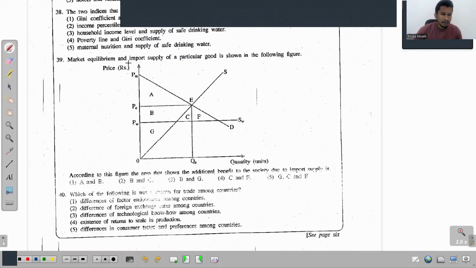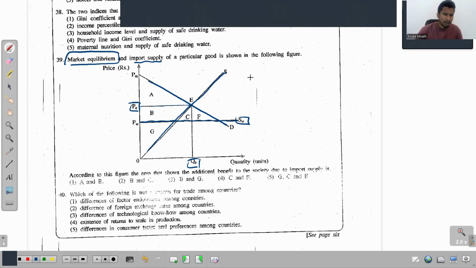It says market equilibrium and the import supply of a particular good is shown in the following figure. See, they say that they have presented the market equilibrium. This is the market supply curve, and this has to be the market demand curve. So you see the market equilibrium here, equilibrium price and the equilibrium quantity. In the next part, they have provided us the import supply of the good as well. So this has to be the import supply, the supply of the rest of the world.